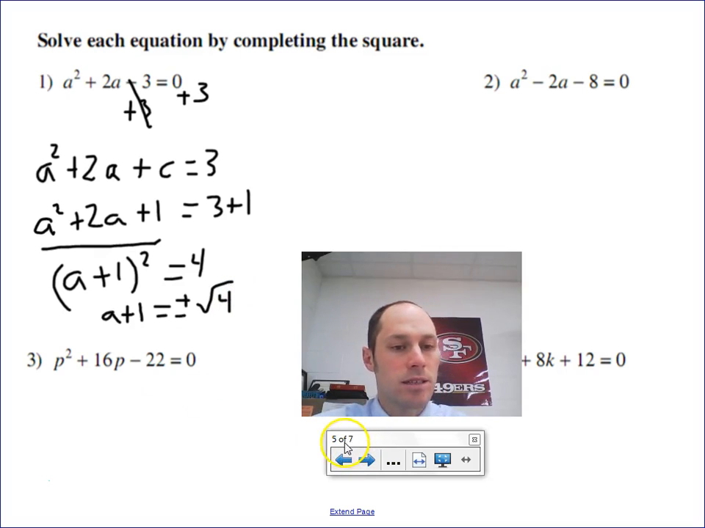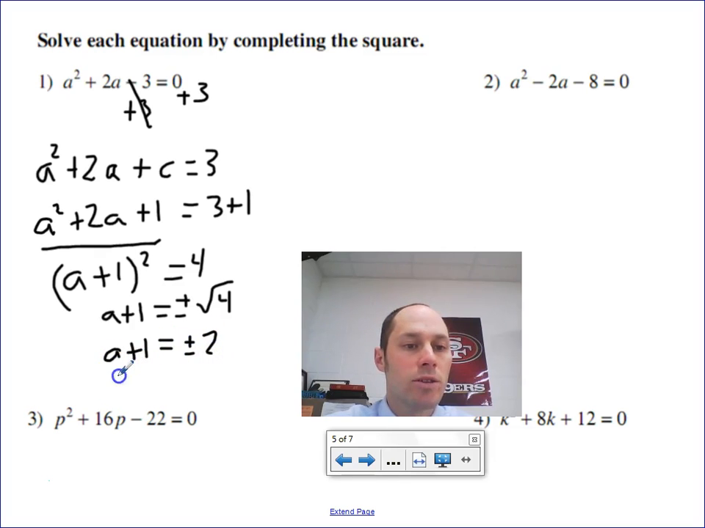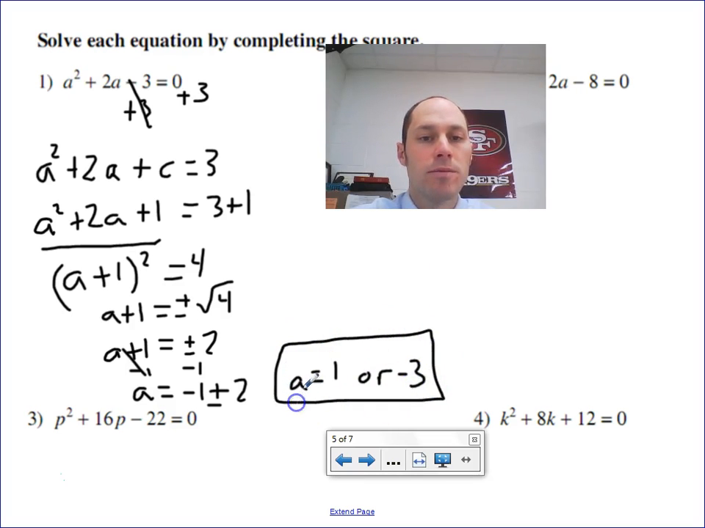And since square root of 4 is 2, I know a plus 1 equals plus or minus 2. And then I just need to subtract 1 from both sides. So when I subtract 1, I have a is equal to negative 1 plus or minus 2. So a would be equal to, well, negative 1 plus 2 is positive 1. And negative 1 minus 2 is negative 3. So a would be equal to 1 or negative 3.